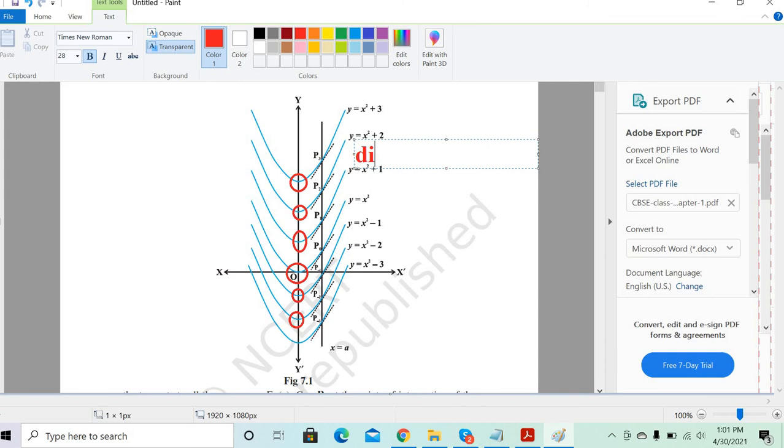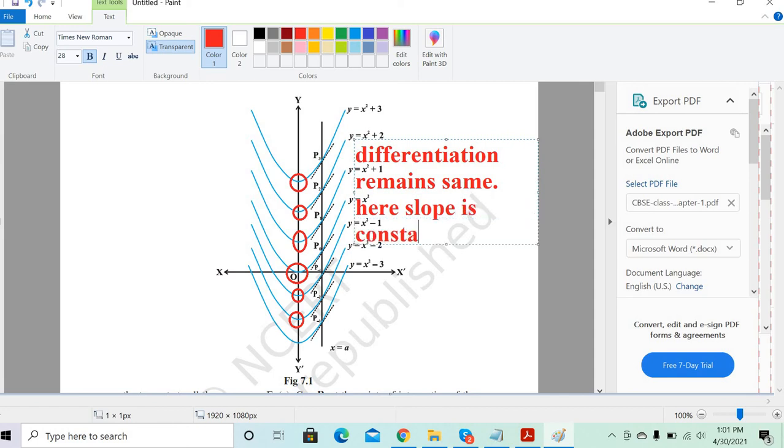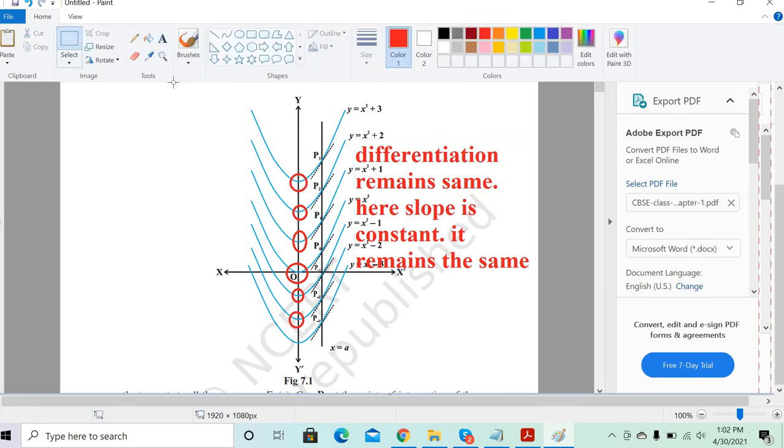That's why the constant doesn't matter for differentiation, because here the slope is constant. It remains the same. I'll just send you this part. This constant remains the same.